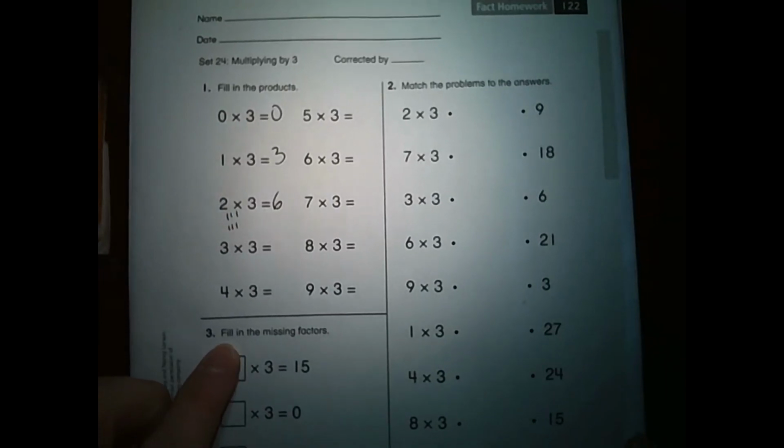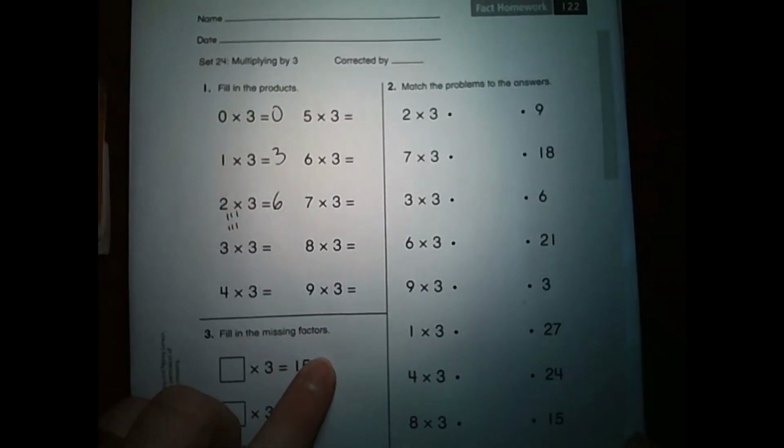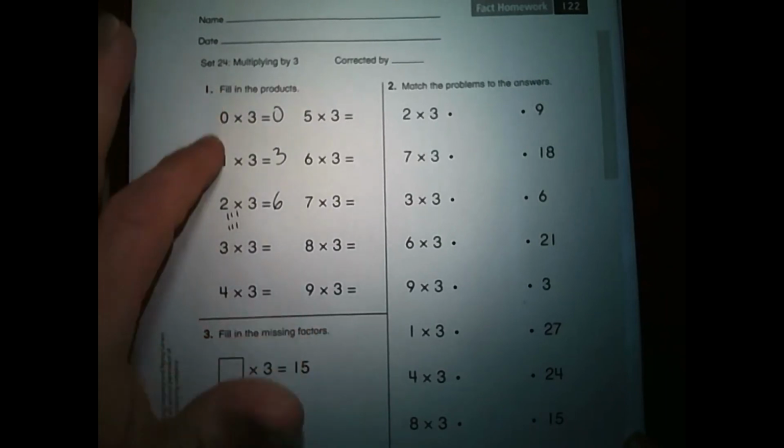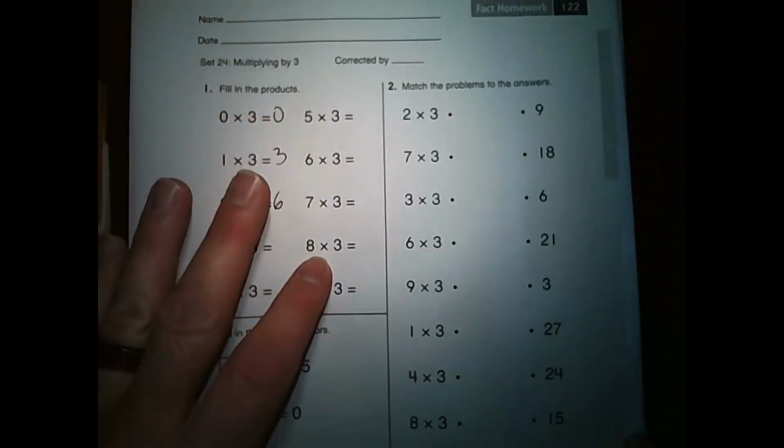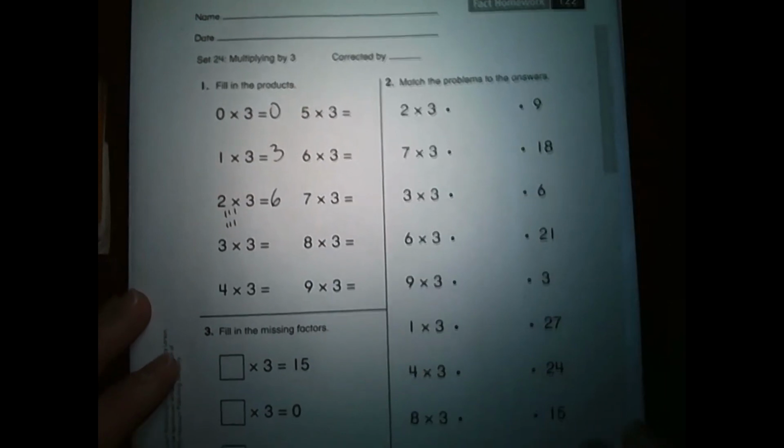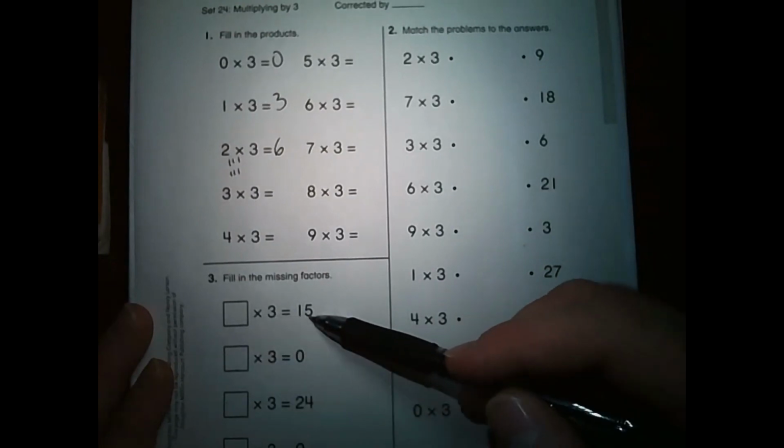For number 3, you're going to be filling in the missing factors. So what you're going to do is, after you finish this top part here, you are going to be looking for the products on this side. You'll see blank times 3 equals 15. Okay, so the product is 15. You're going to be looking up here to find which question ends in 15. And then you're going to plug in that missing number.